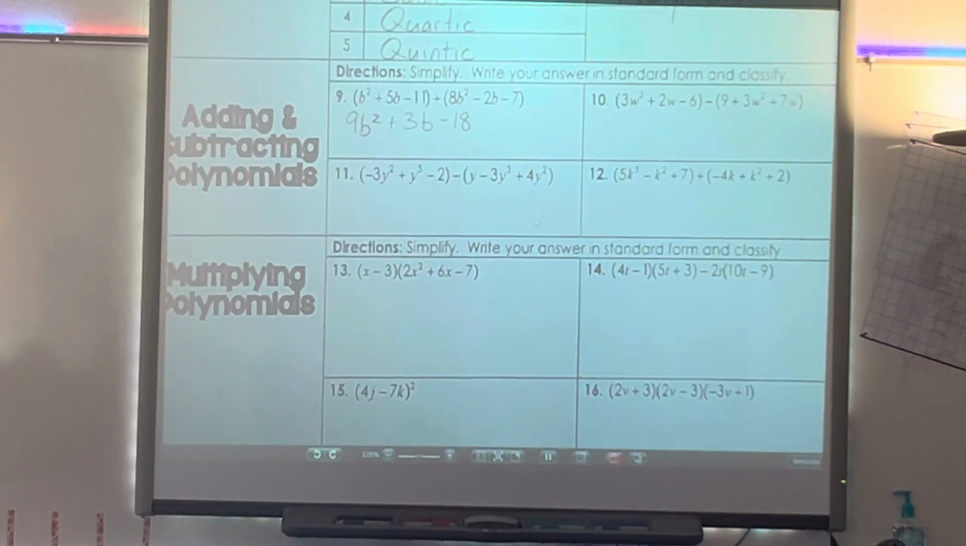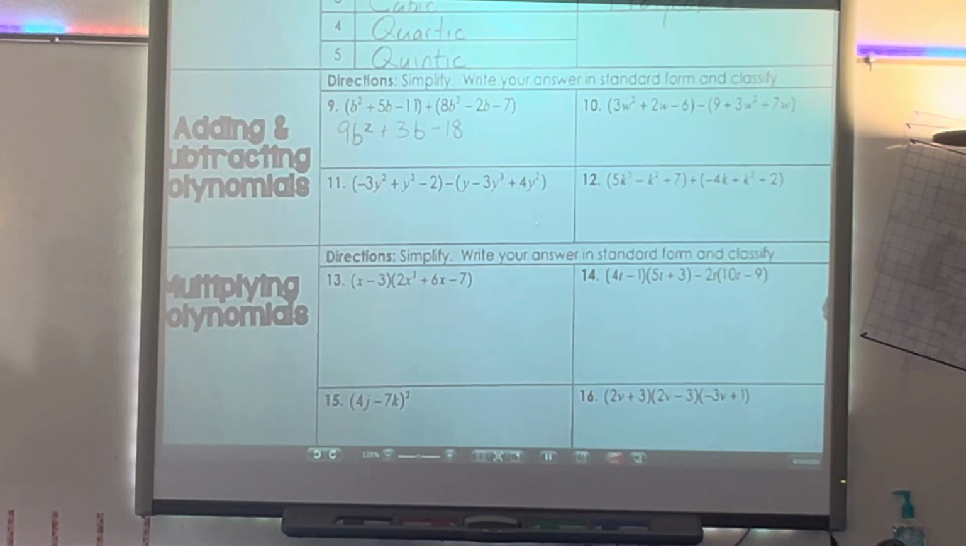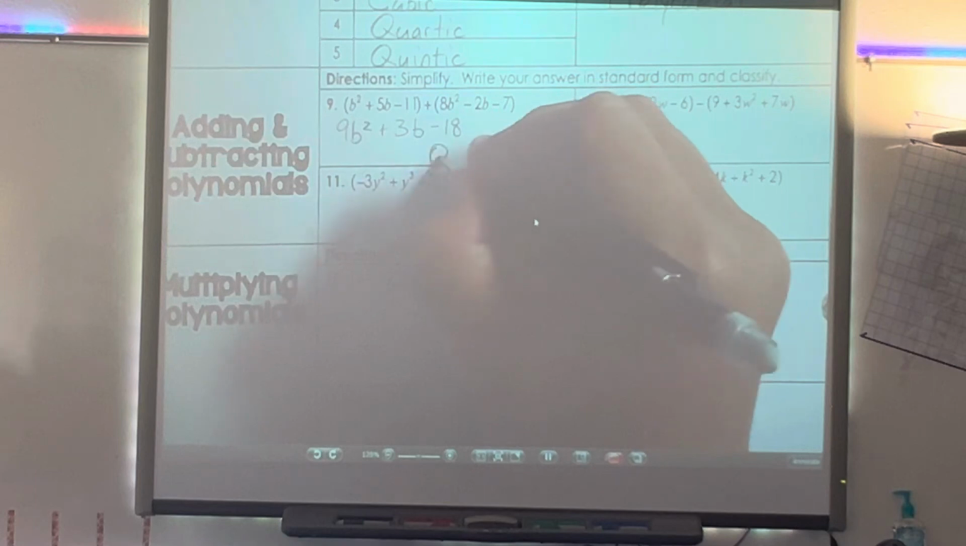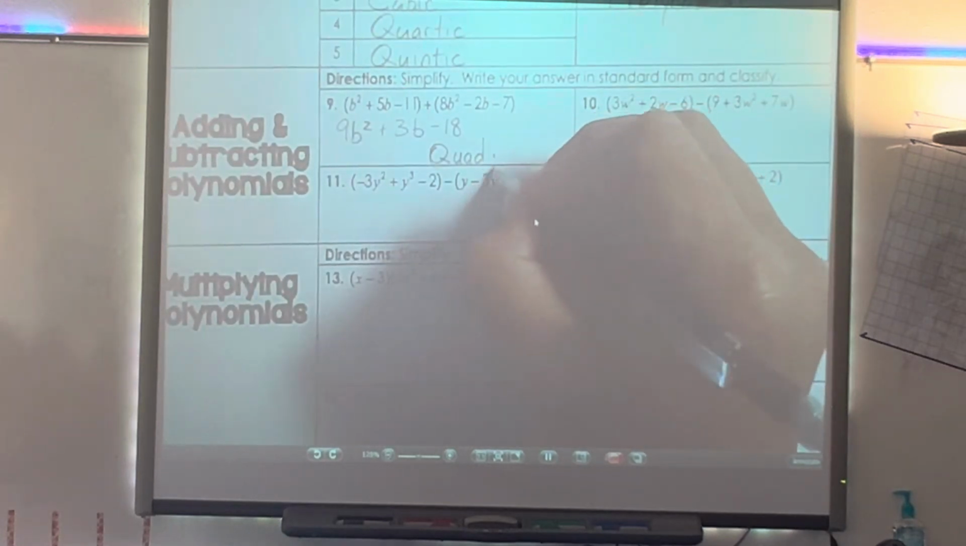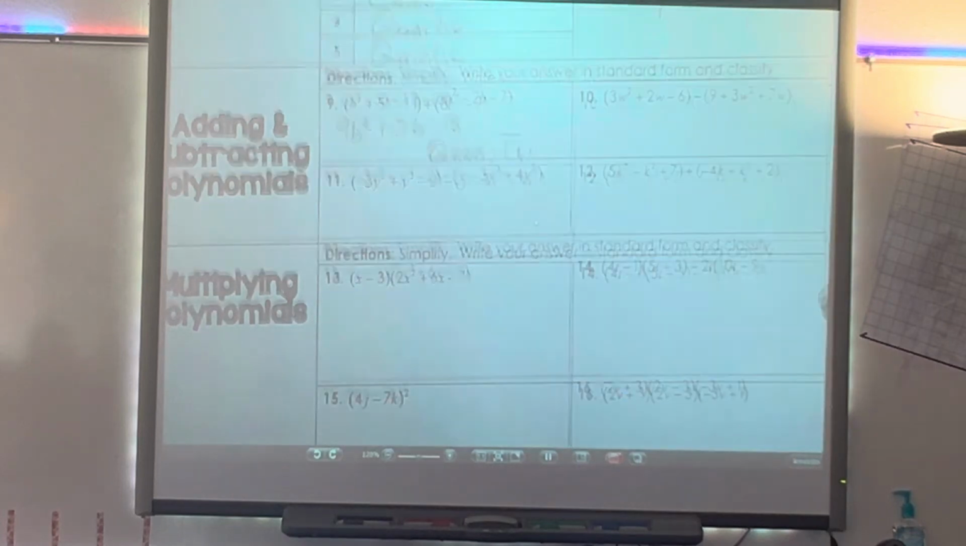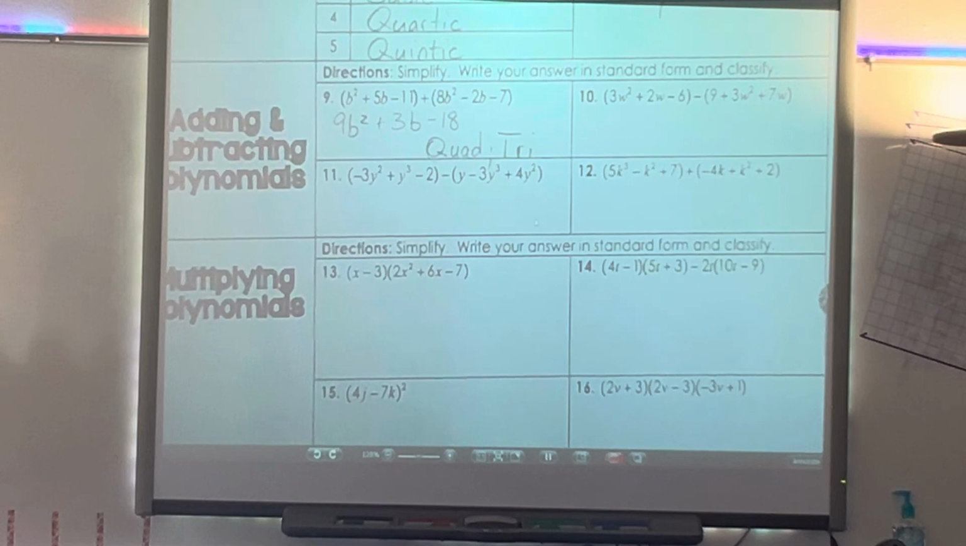All right, so they want us to classify it both by degree and number of terms. So degree would be quadratic. I'm not going to write that all the way out. And then it has 3 terms, so it would be a trinomial. I'm also not writing that all the way out. When you do that on assignment, you can do the same thing. Like I'm fine with abbreviation. You don't have to write those all the way out.